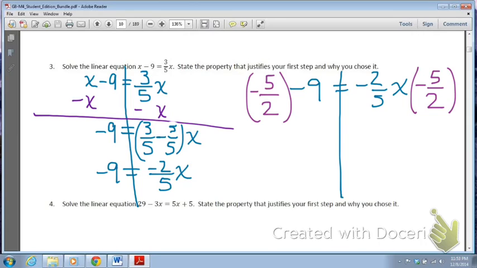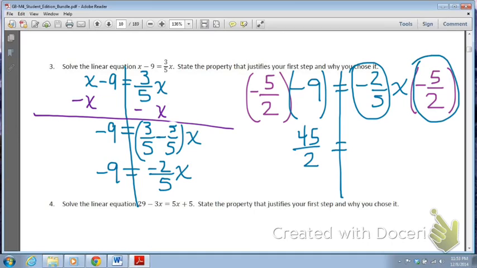So let's straighten that out and see what it looks like. This is multiplication here. So I'm going to have a negative times a negative is a positive. So I'm going to have 45/2 is equal to, now my negative 2/5 times negative 5/2 becomes positive 1. So this is just x equals 45/2.